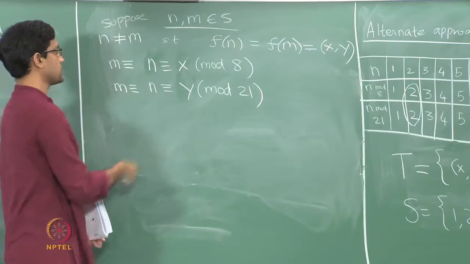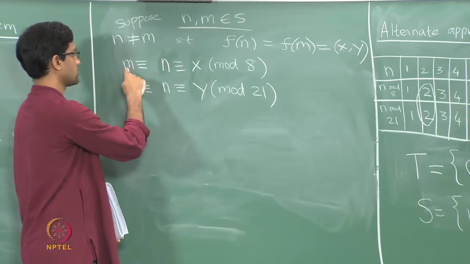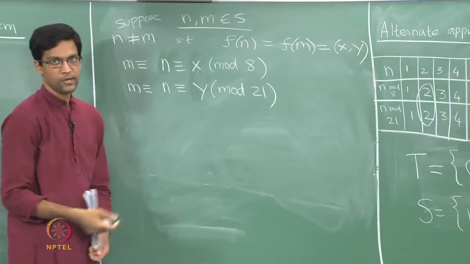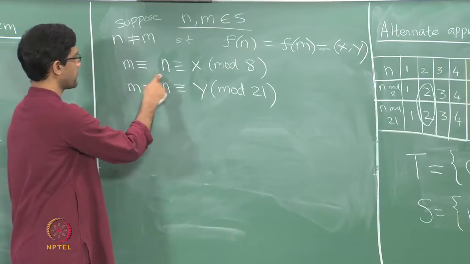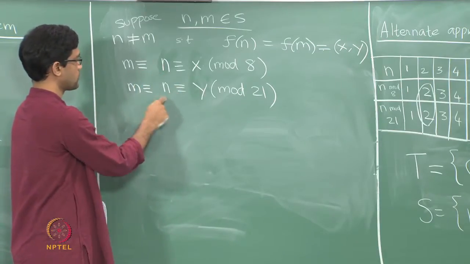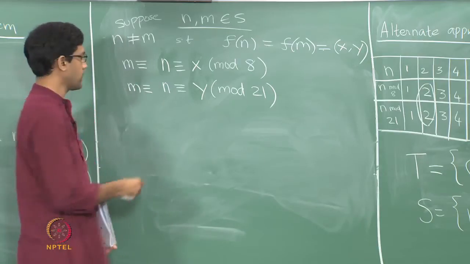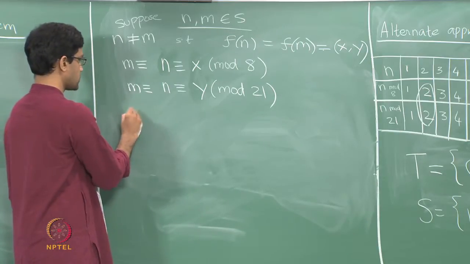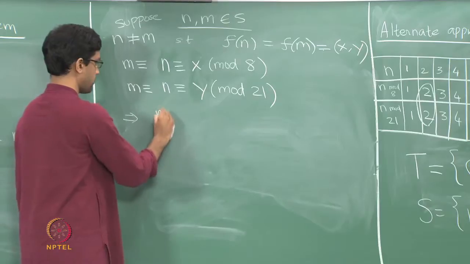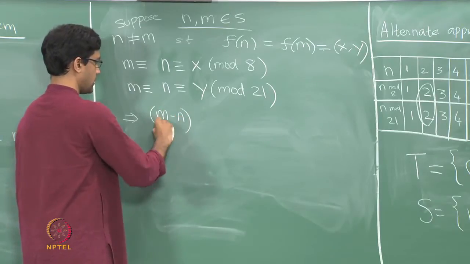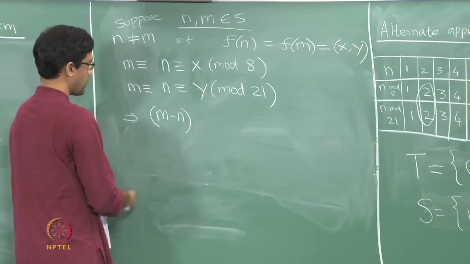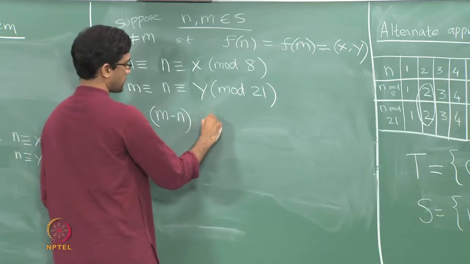M congruent to n just means that they both give the same remainder on division by 8. That was our definition. So they both give remainder x on division by 8. They both give remainder y on division by 21. And we have just done this argument. So this of course implies that their difference, m minus n, is divisible by both 8 and 21, and hence by 168. Right? We just said this.